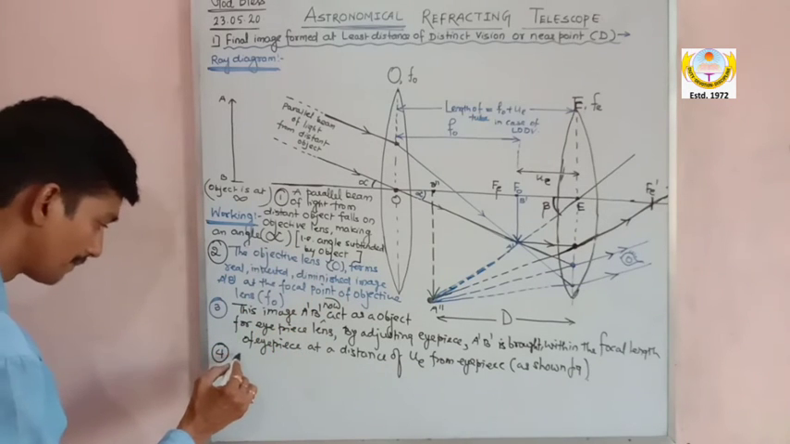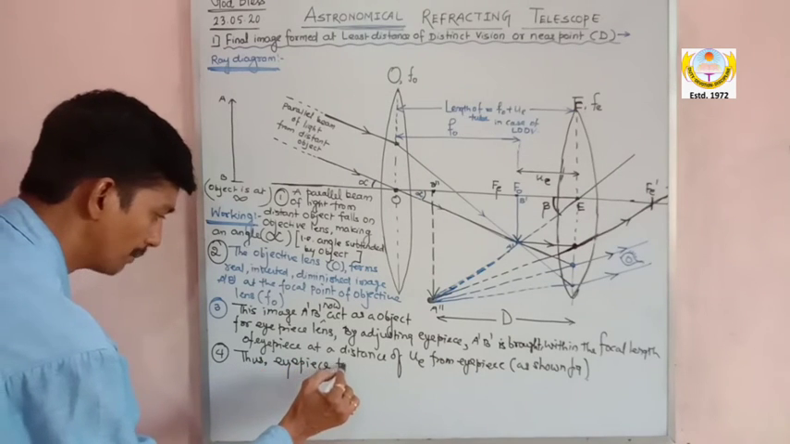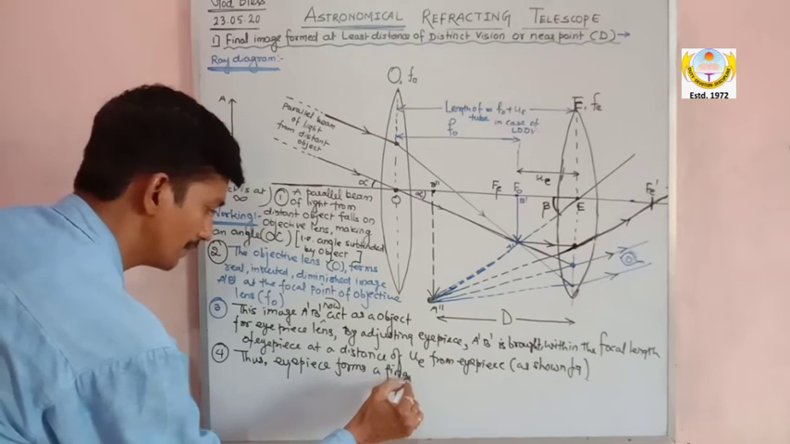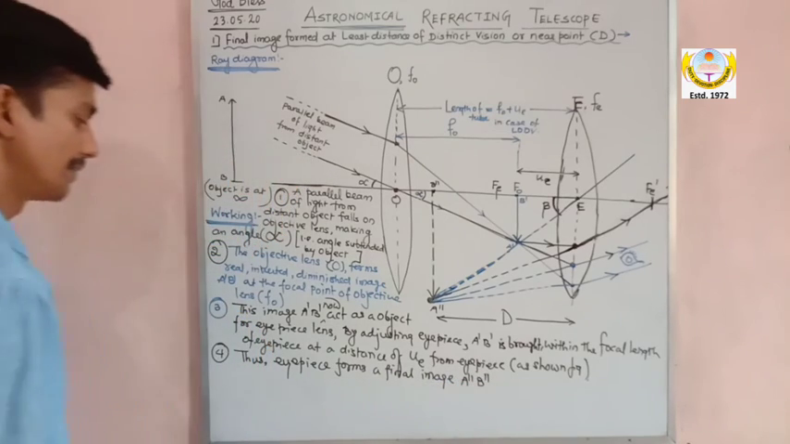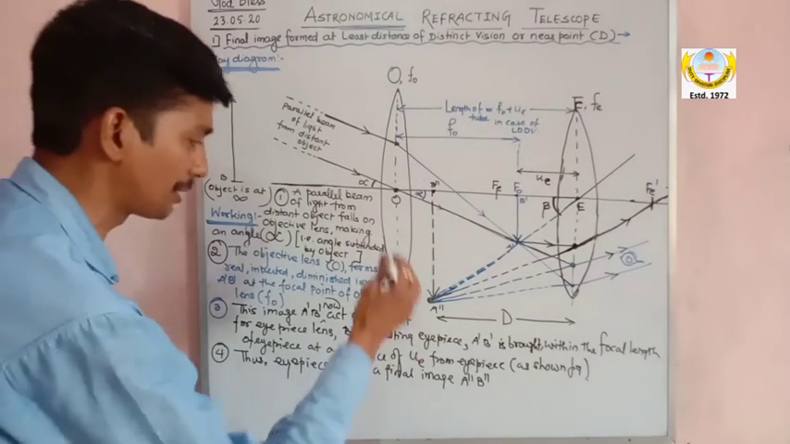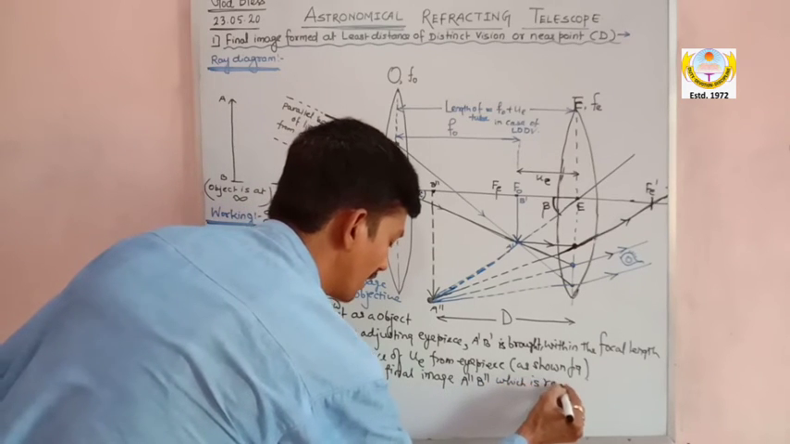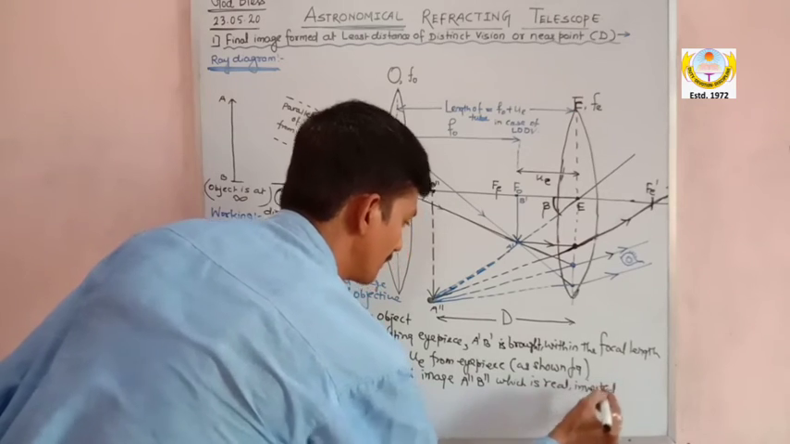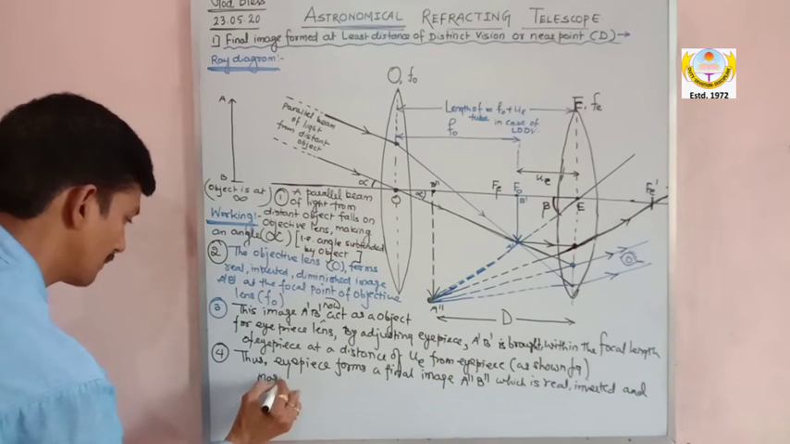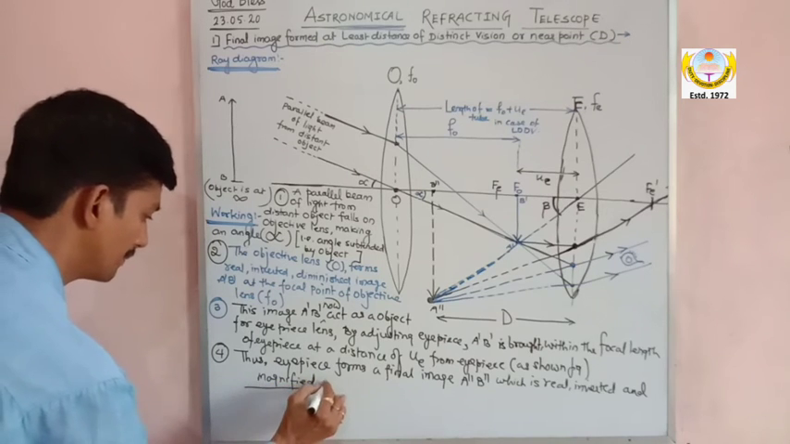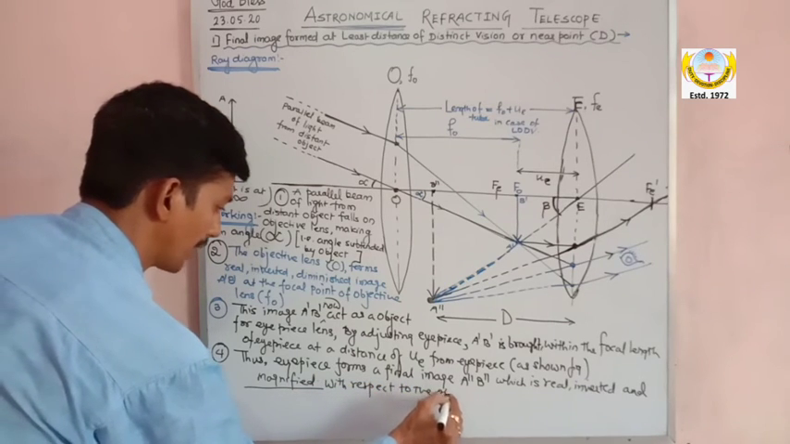So last point, my dear. Thus, the eyepiece forms a final image A double dash B double dash, which is real, inverted and magnified with respect to the object.